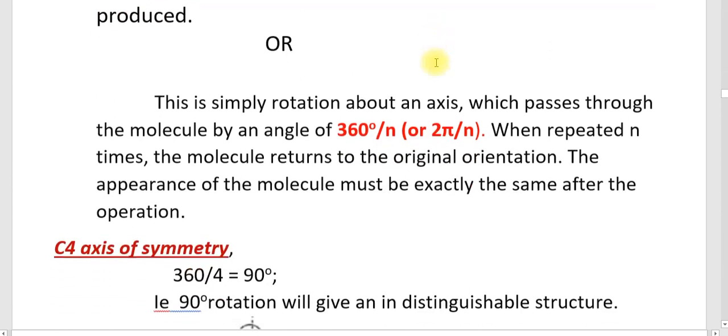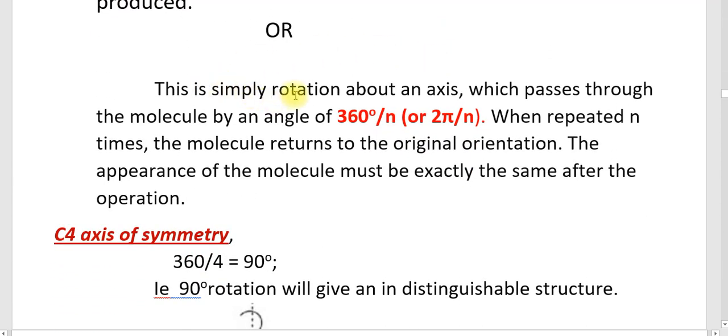Or another definition is that it is simply a rotation about an axis which passes through the molecule by an angle 360 divided by n. If n is 2, then we will get 180, or 2 pi by n. When repeated n times, the molecule returns to the original orientation. The appearance of the molecule must be exactly the same after the operation.